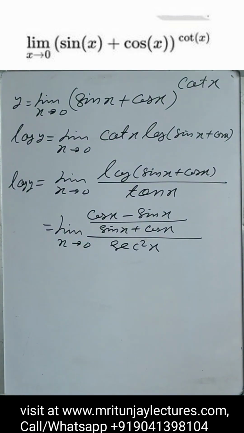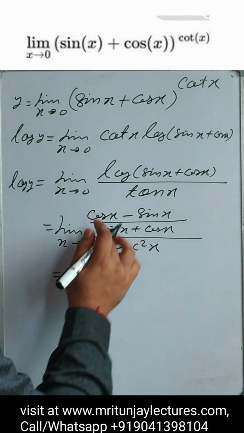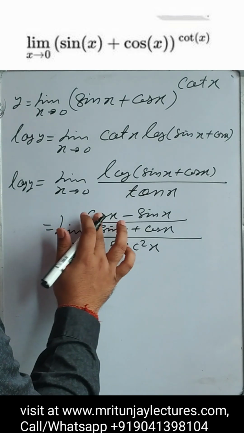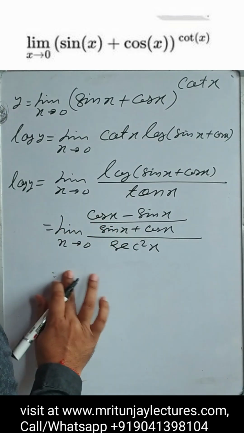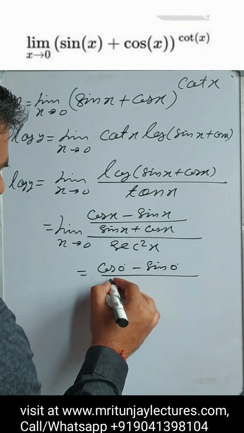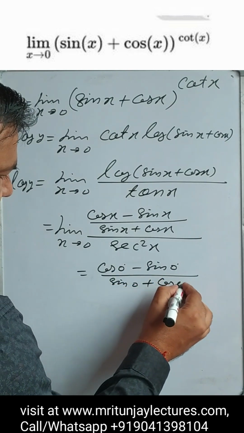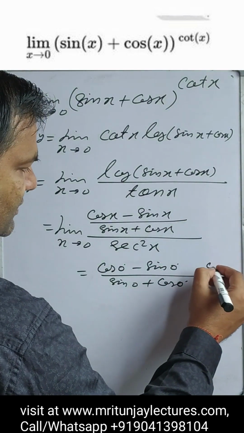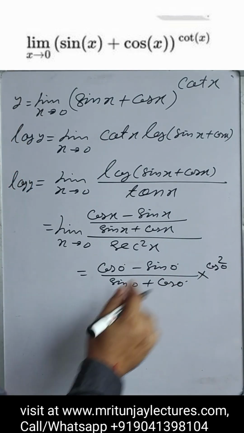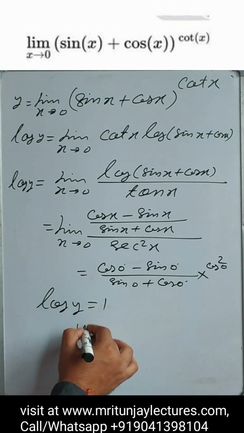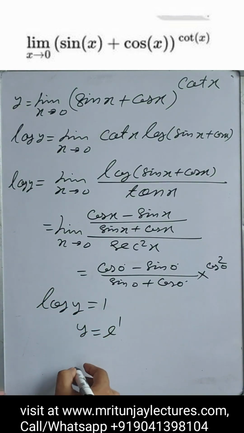Clear or not? Now, if we put x equal to 0, then we get cos 0 minus sin 0 divided by (sin 0 plus cos 0) into sec square 0. Cos 0 is 1, and sec square 0 is 1. So simply we get 1. So log y is equal to 1, so y is equal to e to the power 1. So you can say that the final answer is E, the right answer.